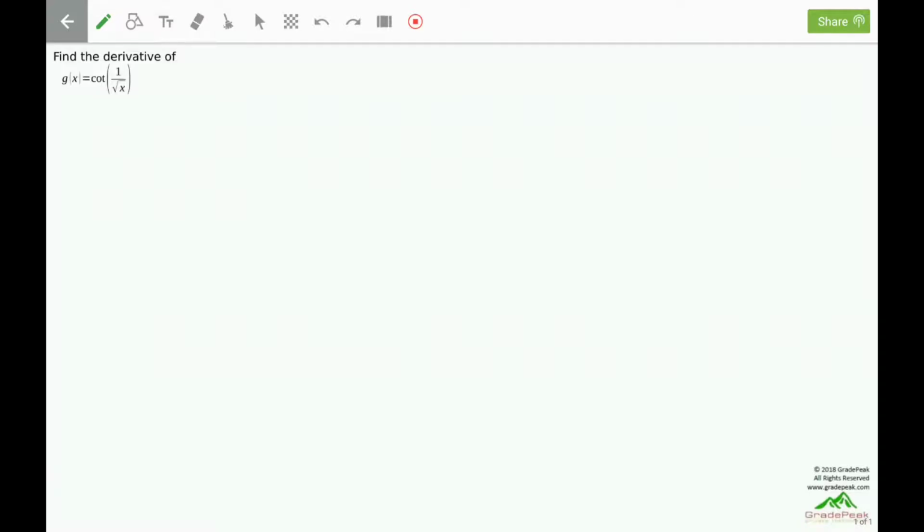Find the derivative of g of x equals the cotangent of 1 over the square root of x. G of x here is made up of a trig function, the cotangent of an entire expression, 1 over the square root of x.